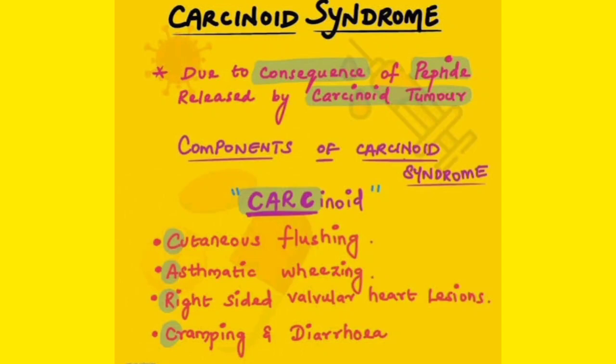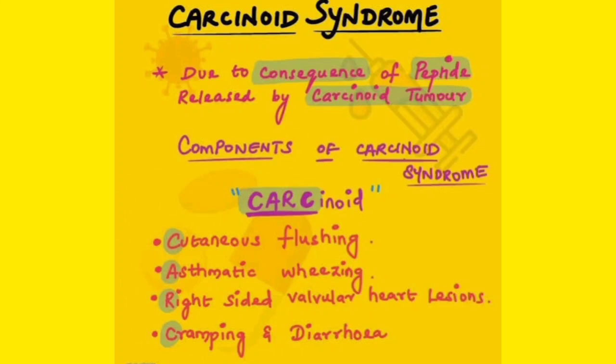R, what does the R symbolize? R means right-sided heart. I told you right-sided valvular heart disease. Right-sided valve affected. Which valve? Tricuspid valve. And the last C means the cramping. What happens in the cramping? I told you abdominal pain, small bowel obstruction, all these occur. So abdominal pain, cramping, and sometimes hepatomegaly is also seen. So abdominal pain, cramping, diarrhea. So that is the last C, cramping.